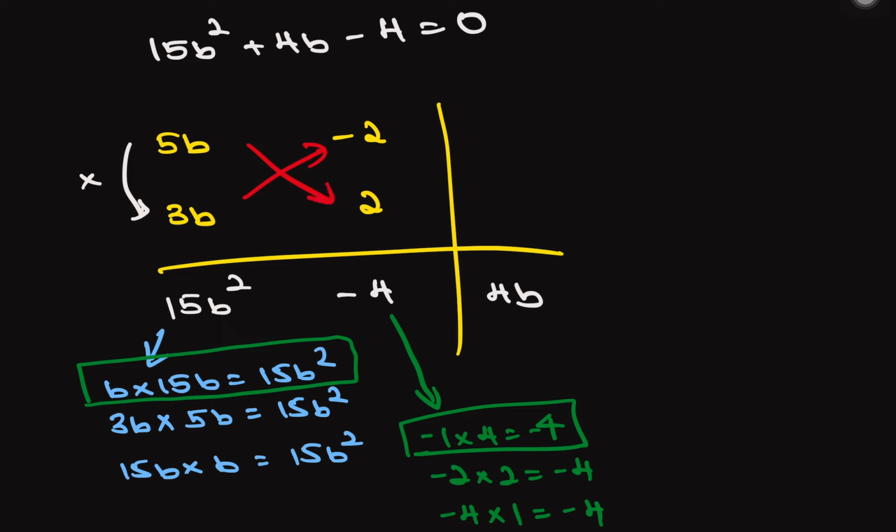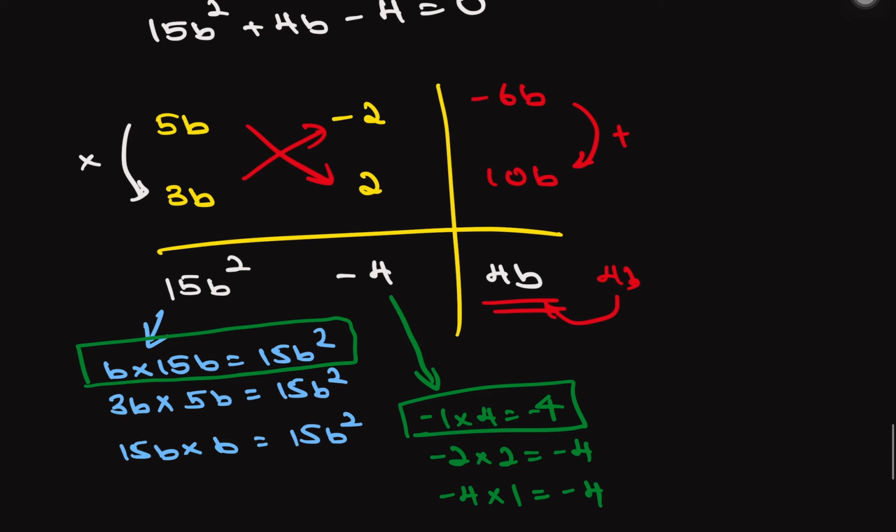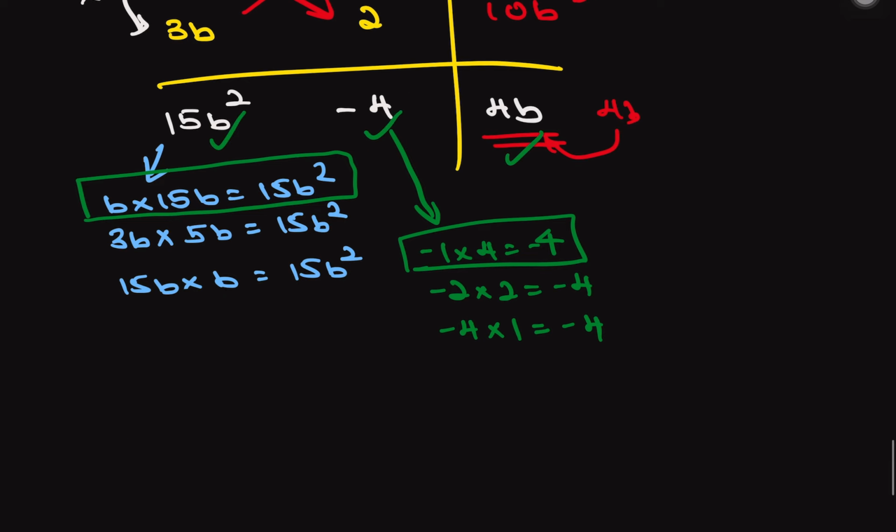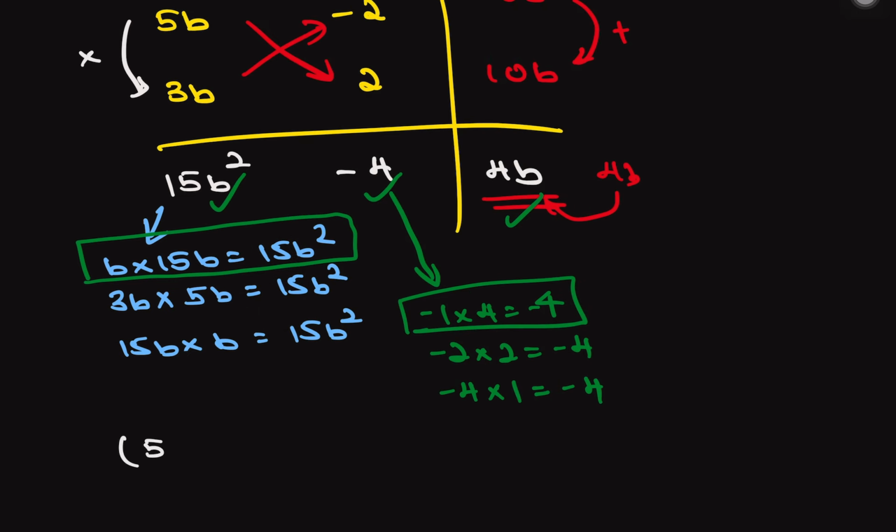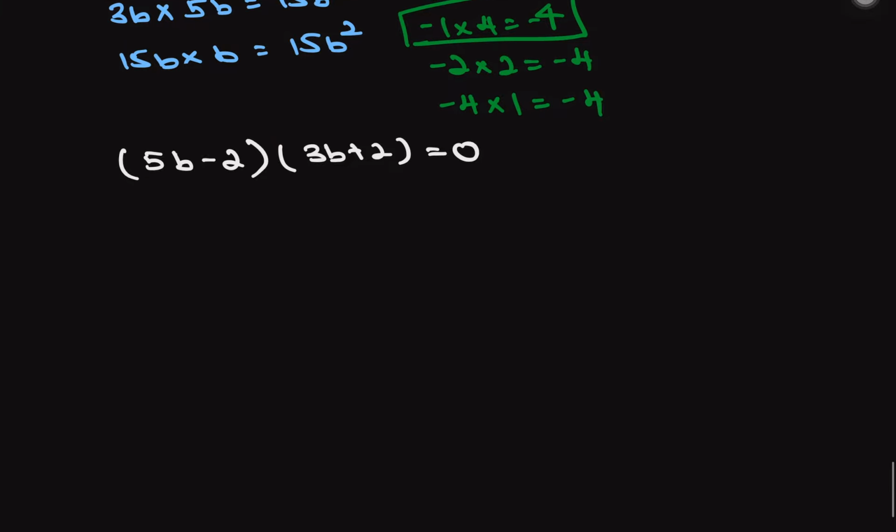Negative 2 times 3b, we get negative 6b, and 5b times 2, we get 10b. And when we add them up together, we get 4b as the answer, and it satisfies the term that we need. So therefore, when all the terms are satisfied, we'll be able to write our answer as 5b minus 2 and 3b plus 2 equals to 0. So this is a factorized form for this equation.